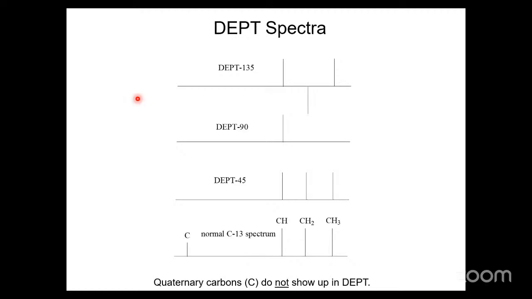So please remember, this is the normal C13 spectrum. In DEPT, all the carbons which have hydrogen will come as a positive signal. Quaternary will not appear. In DEPT 90, only the methine carbon will come, while in DEPT 135, methyl and methine will be positive and methylene will be negative.